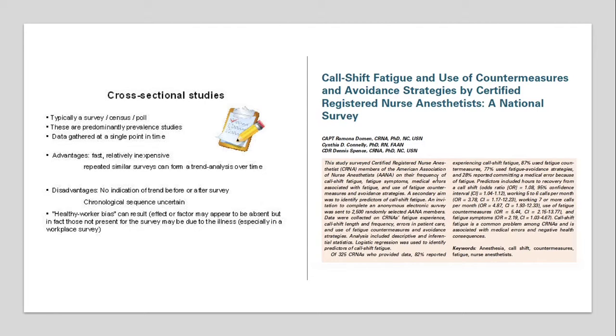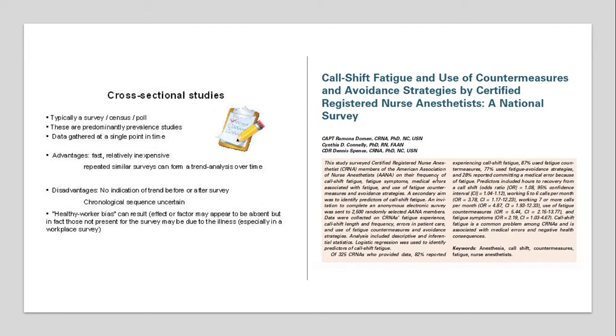A cross-sectional study, this is what you commonly see with survey type designs, or a census or a poll. And these are very common in prevalence type studies, where you're just basically getting a single snapshot in time. The downside is you cannot establish a trend either before or after the survey.